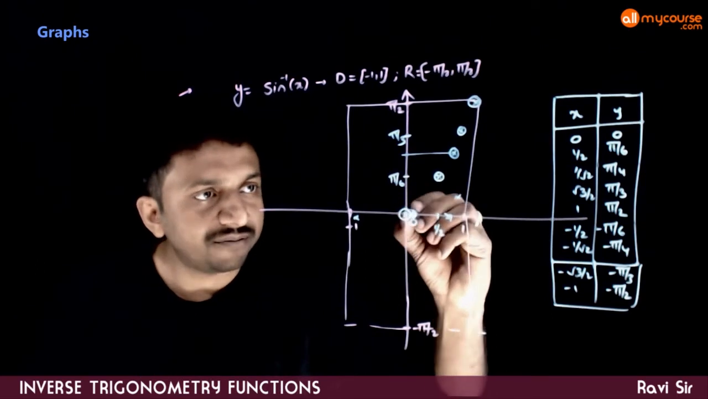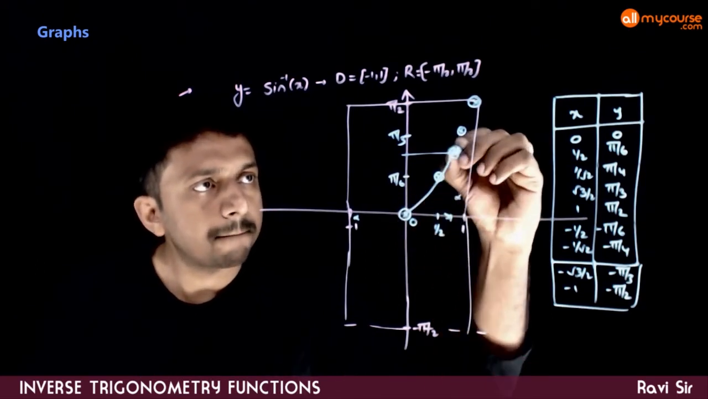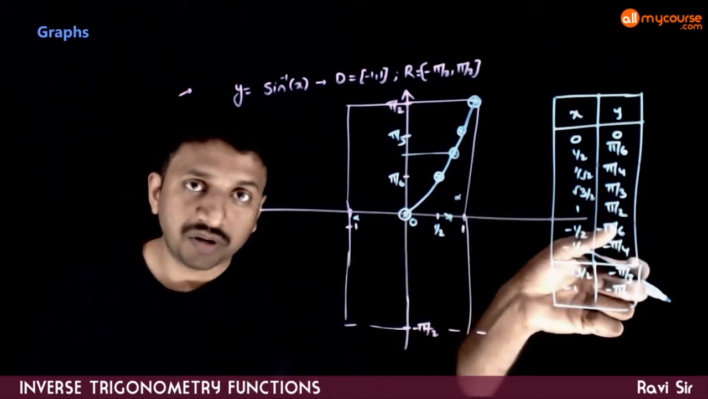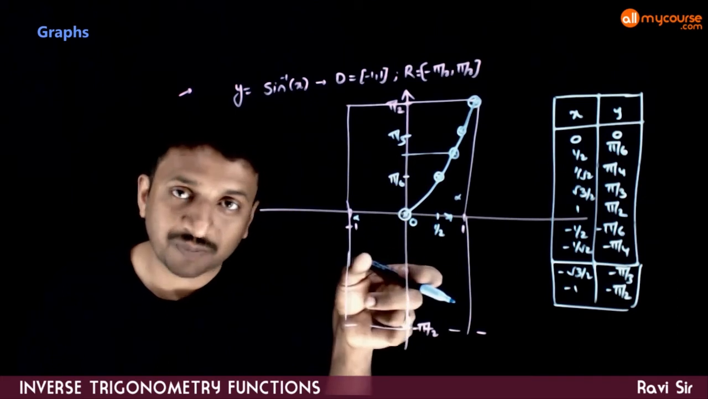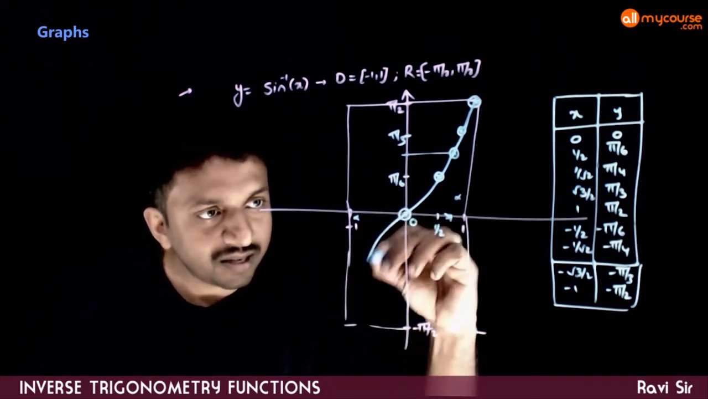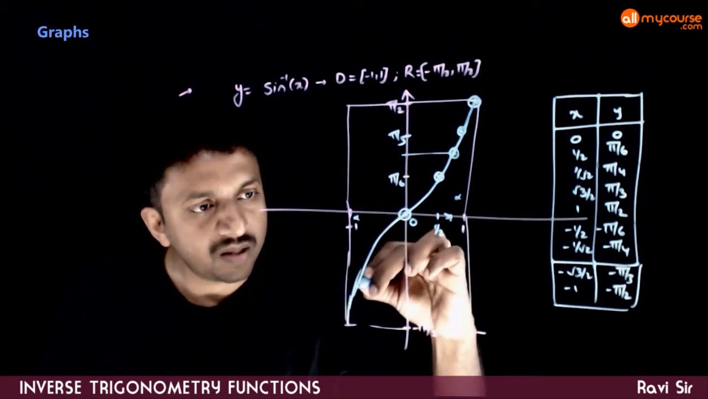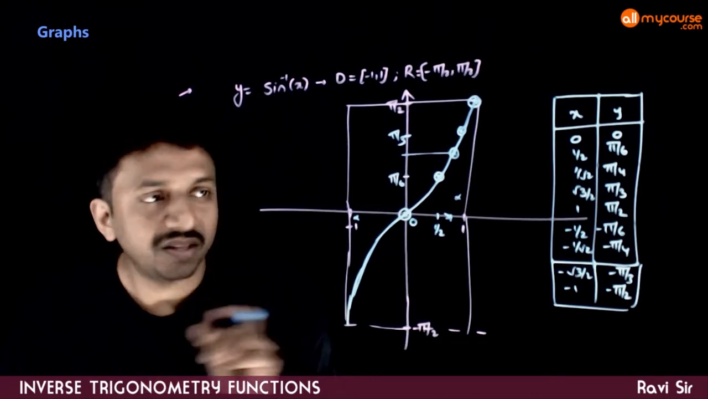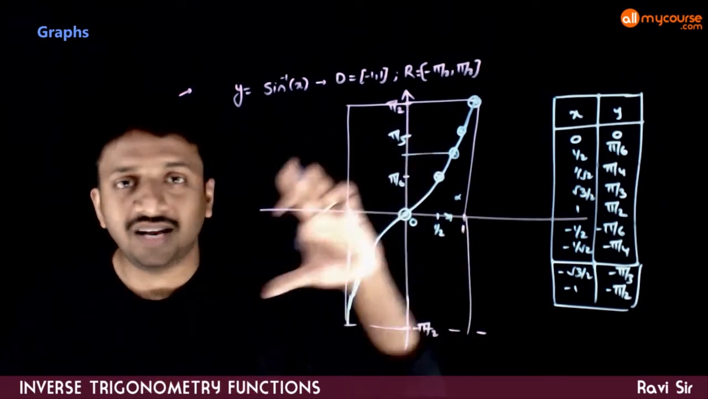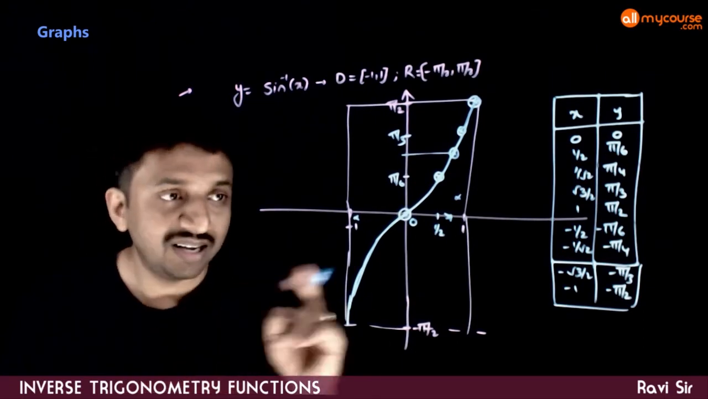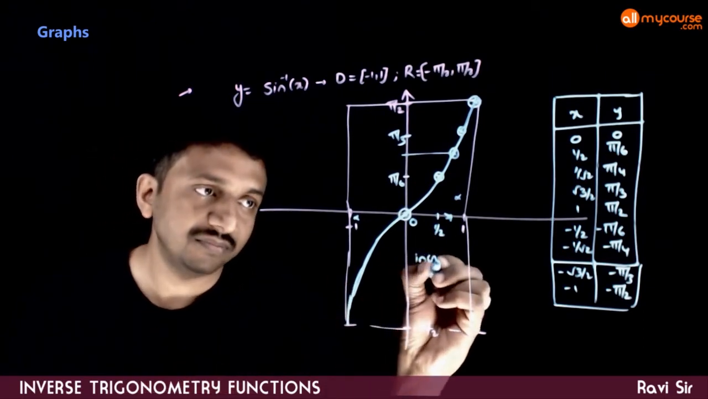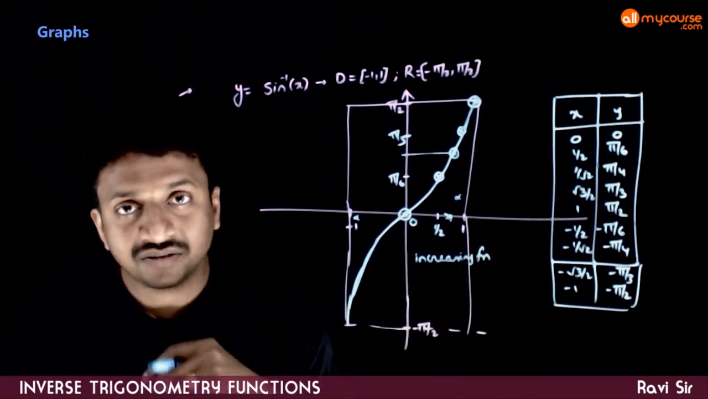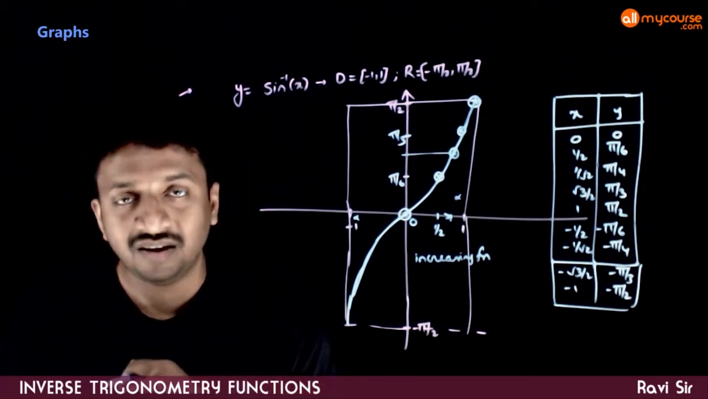So if you draw the graph, it looks like this. And you get a similar graph corresponding to these values in this part. So you get a graph like this. So this is how the graph of sine inverse x looks like. The domain is minus 1 to 1 and the range is minus pi by 2 to pi by 2. It is an increasing function. Sine x is an increasing function. Sine inverse x is also an increasing function.